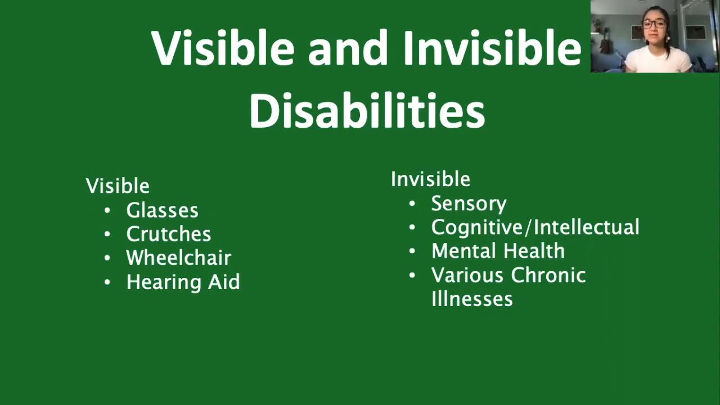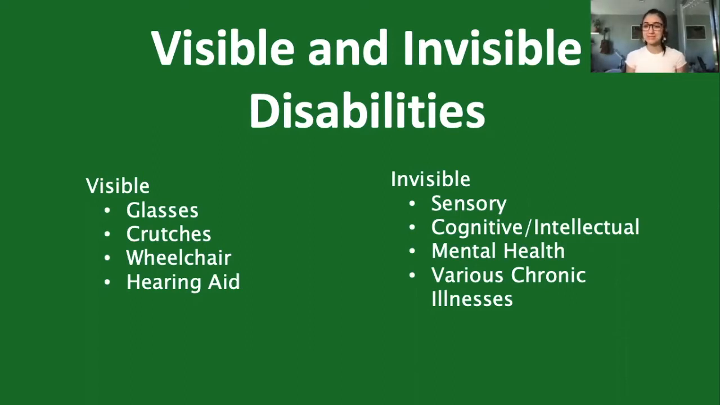So a visible disability is something that you can see. So for example, today I'm wearing glasses. Or if somebody is walking with crutches or using a wheelchair or has a hearing aid in their ear, you can see that. And that usually indicates to you that that individual has some sort of disability.